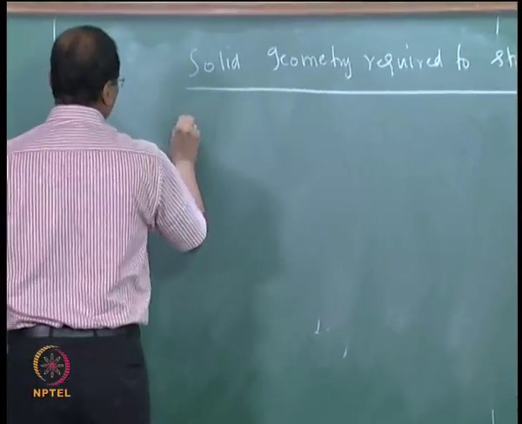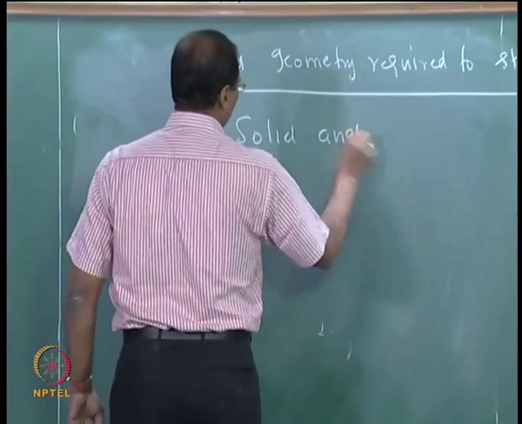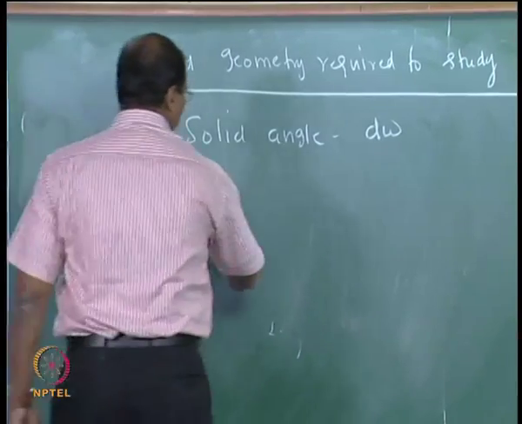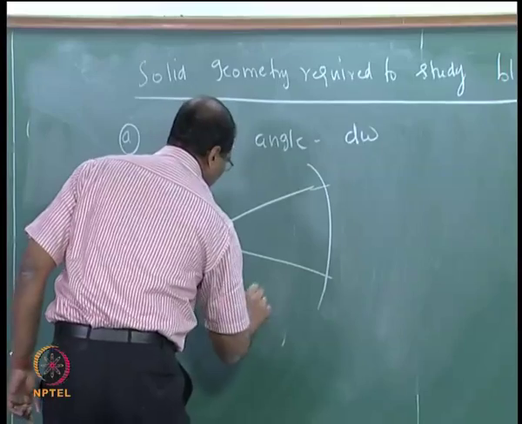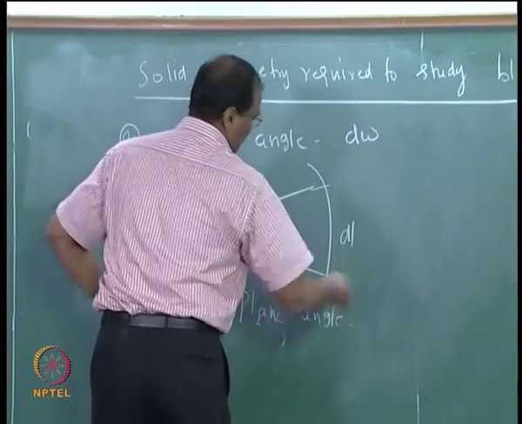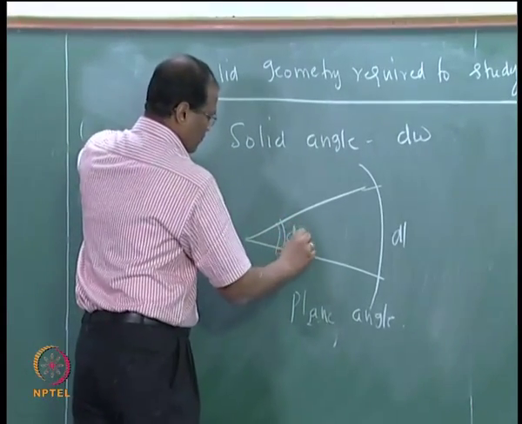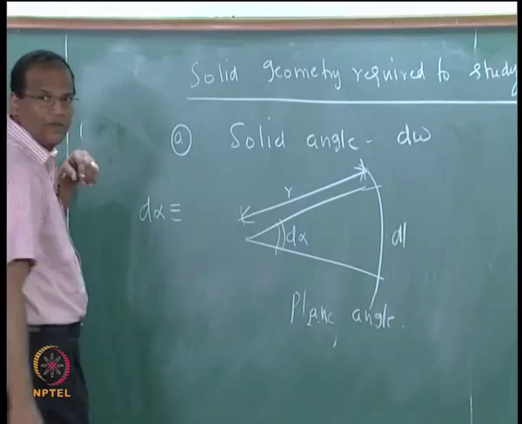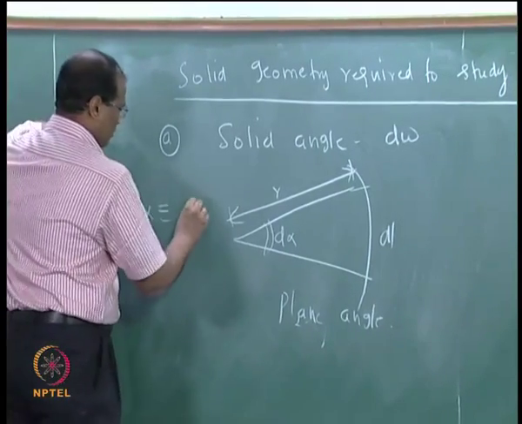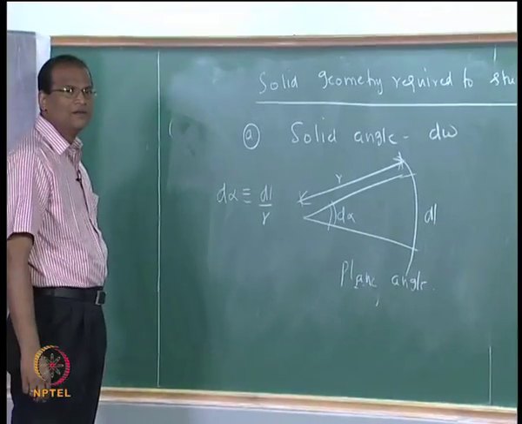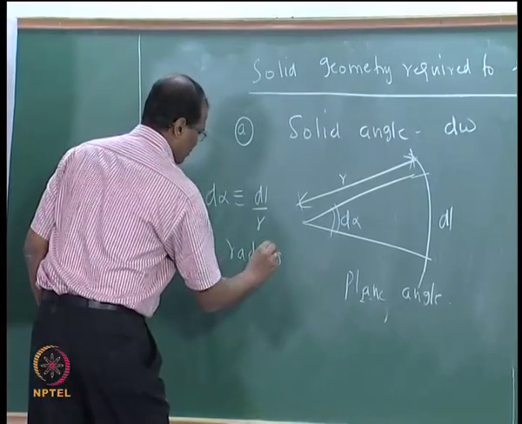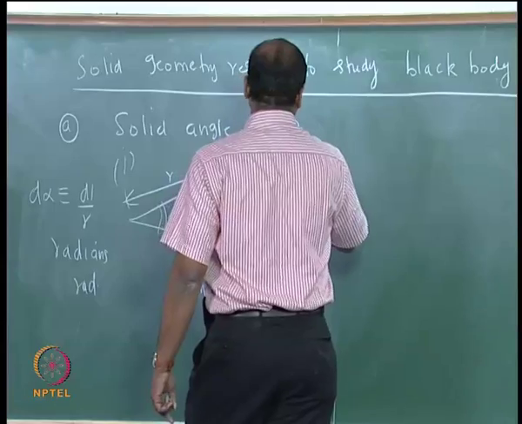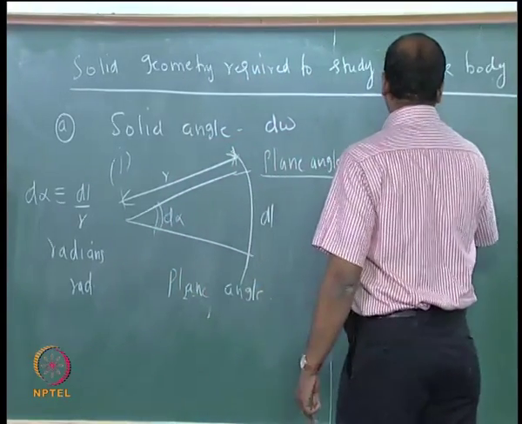First we have to introduce the solid angle d omega. First, the plane angle: this is dl, and this is the radius r. So d alpha equal to dl by r. Plane angle has units of radians. So that is number 1, the plane angle. Number 2, the solid angle.